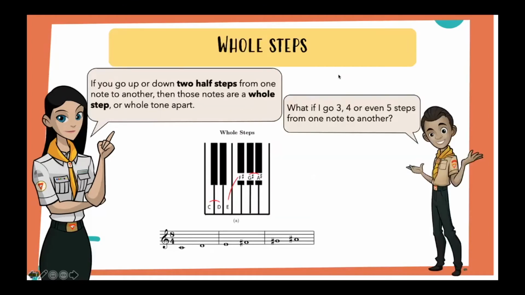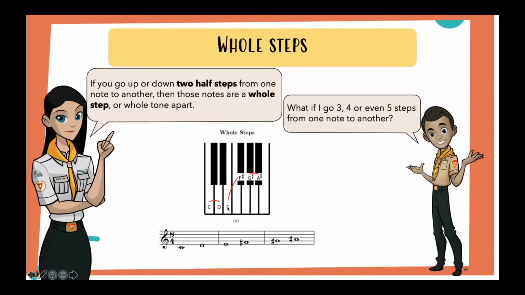Okay, and now we have the whole step, right? So we were talking about a half step, and now we are talking about a whole step. So for example, when we have one note between them and I jump that note, then I have two half steps or a whole step or a whole tone apart, okay? So for example, if I am on C and I want to go to D, this is a whole step.